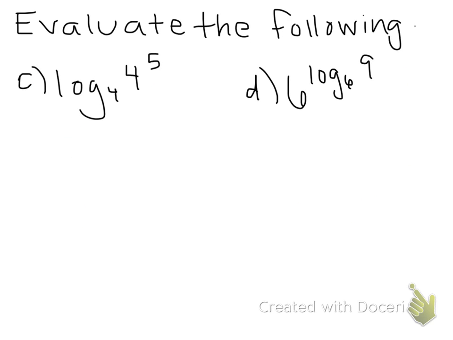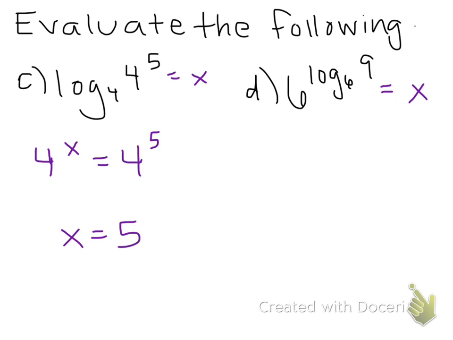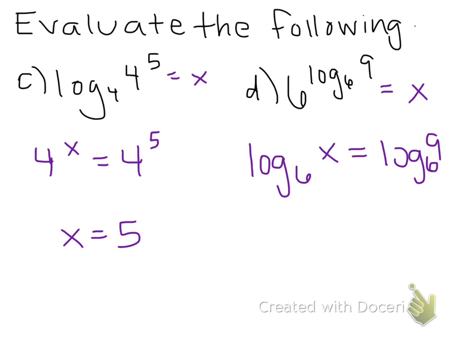For letter C, again, we're going to start by setting it equal to x. My base is 4 raised to the x, and then this whole thing, this 4 to the 5th power, would go over here as the argument, so therefore x equals 5. And again, we're now going to go the opposite way. We're going to put this in log form because I'm in exponential form. So I have log base 6 of x, and then the exponent, which is what it's equal to, is log base 6 of 9. Therefore, I can determine that x equals 9.